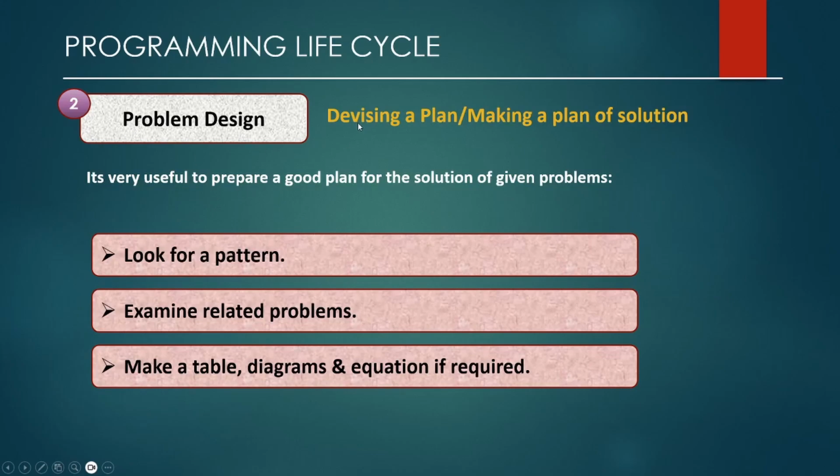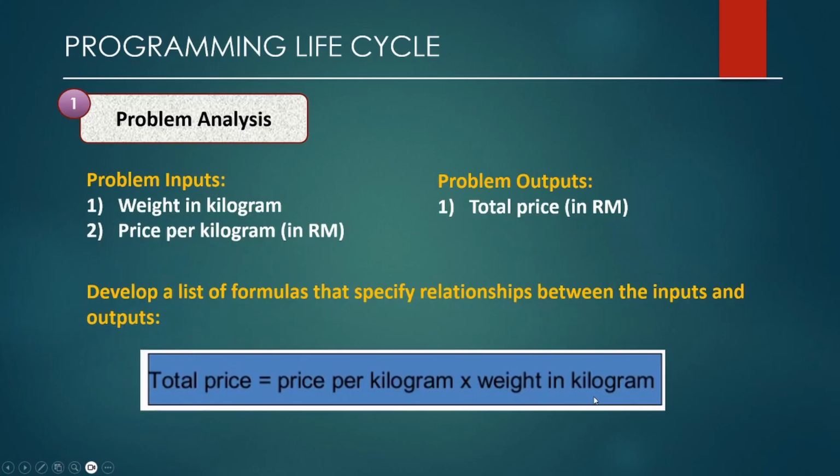The problem design: devising a plan, making a plan of the solution. Within this process, we are able to design what kind of program we want to write with the given information. It is a very useful skill to prepare a good plan for the solution of given problems. So we want to look for a pattern, examine related problems, and make a table, diagram, and equation if required. But just now we were able to make the equation right here.